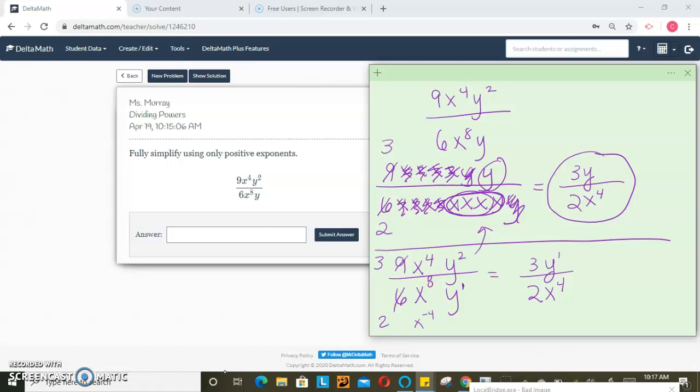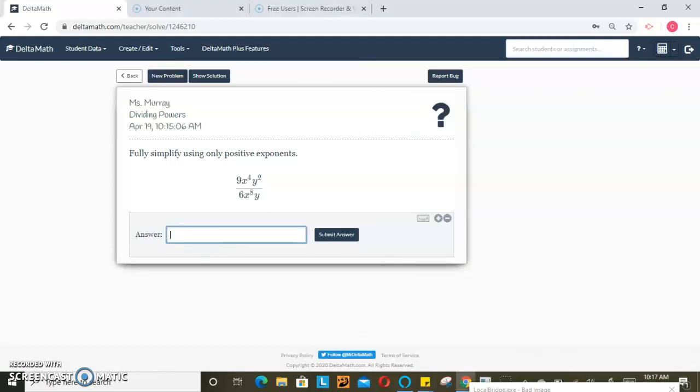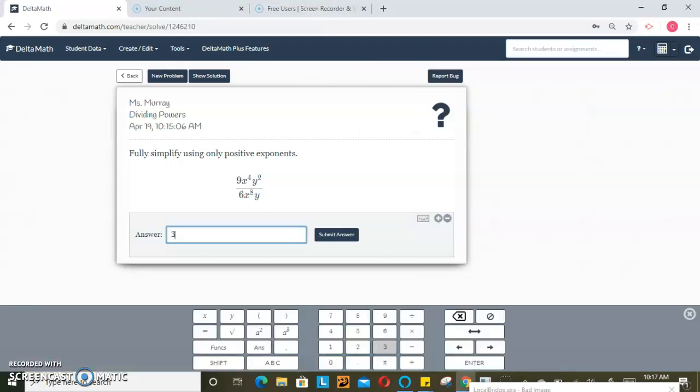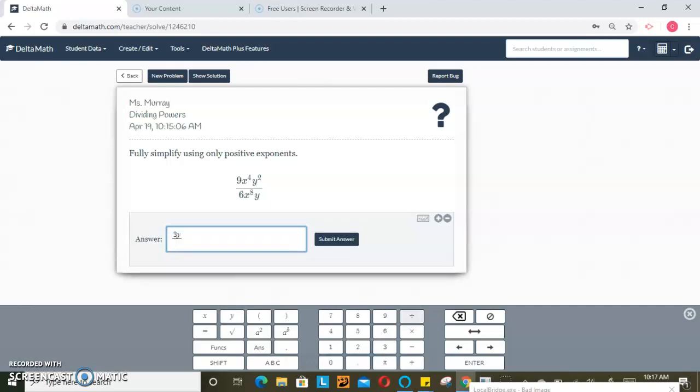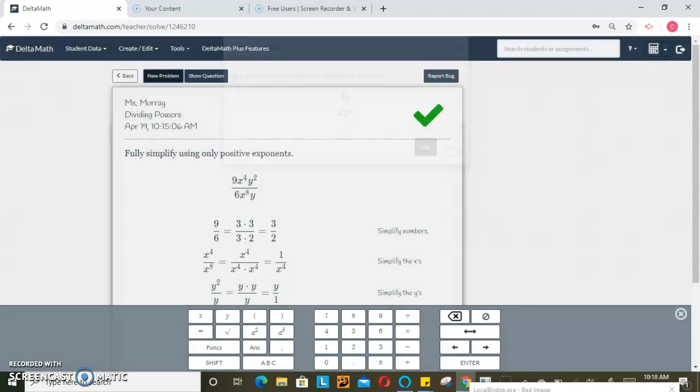So I have 3y over 2x to the 4th. So on my keyboard, 3y. I hit the division symbol to turn it into a fraction, and then 2x to the 4th power. So your bases might end up in different spots. One could be in the numerator and one could be in the denominator. That's not a problem. Submit answer.